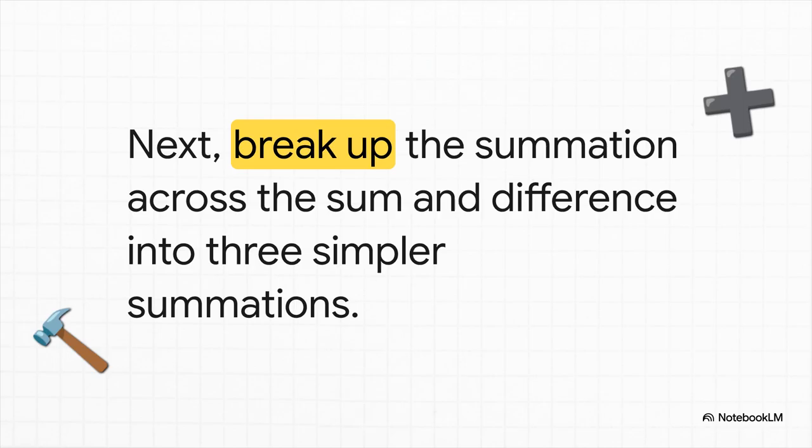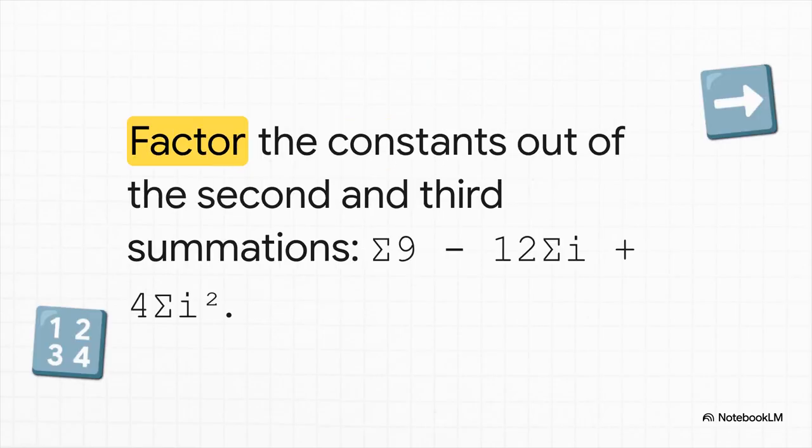Now remember rule number 2, the one that lets us break things apart? We're going to use it right now. We take that one summation and split it into 3 separate, much friendlier summations. One for the 9s, one for the negative 12i's, and one for the 4i squareds. Next up, rule number 1. We've got these constants hanging around, the negative 12 and the 4. Let's just pull them right out in front of their respective sigmas. See how clean that looks now. Each sigma is just one of those basic forms we saw in our cheat sheet table.